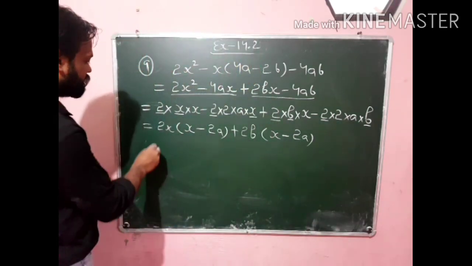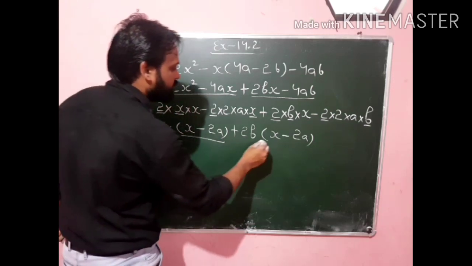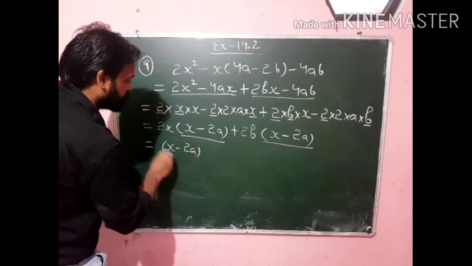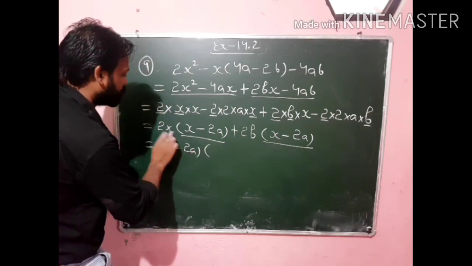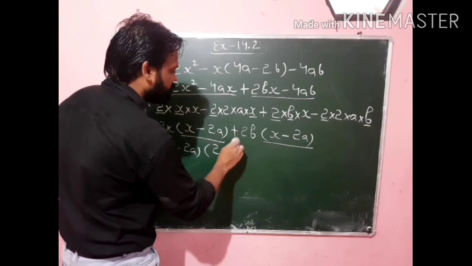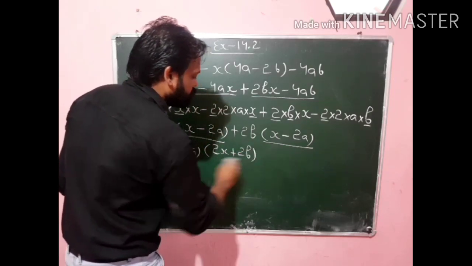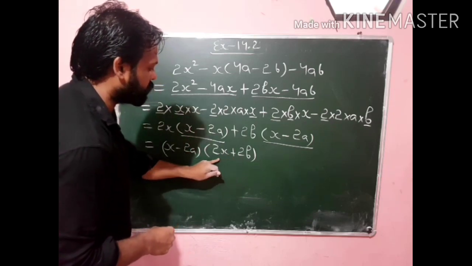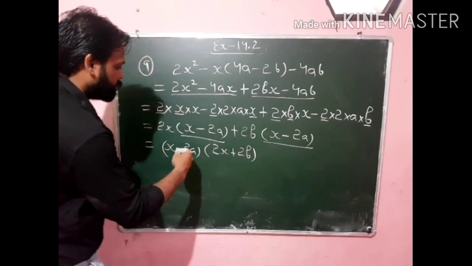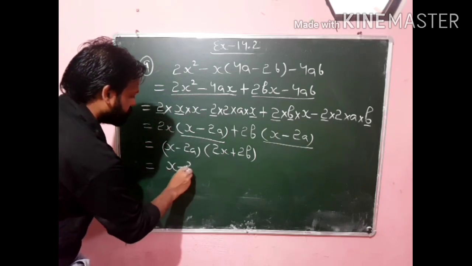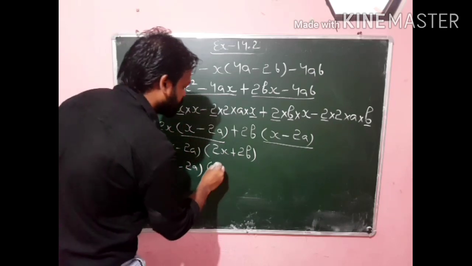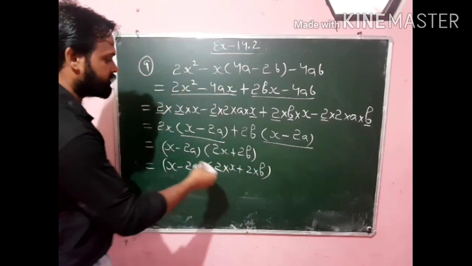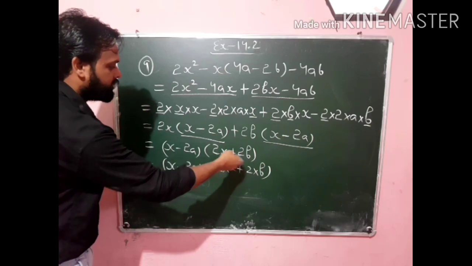So now you can see here, x minus 2a and x minus 2a are both the same. So write down the common x minus 2a outside of the bracket. So we got 2x, and then plus sign as it is, 2b. Again this is not the answer, because you can see here in this bracket 2 is still common. So we have to do the further steps again. So x minus 2a as it is. How can we make the factors of this? 2 multiplied by x plus 2 multiplied by b. Like this way we can make the factors of this bracket.